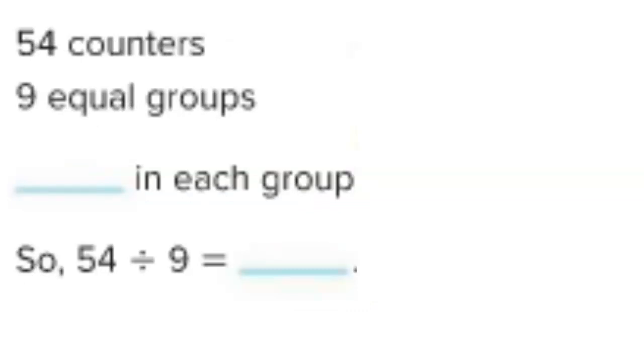What if we have 54 counters and 9 equal groups? How many do you think would be in each group? We could count by 9s until we get to 54, or on a piece of paper, you could make 9 circles and then do 54 tallies or dots to show the 9 equal groups. So 54 divided by 9 is 6, because once you showed your work, you would have 6 in each group.